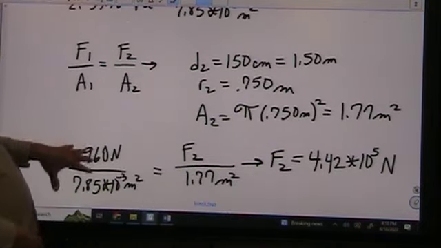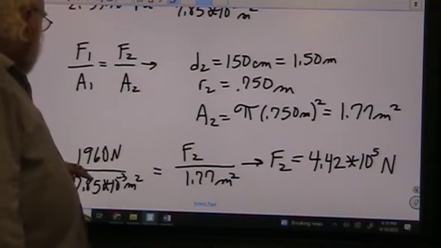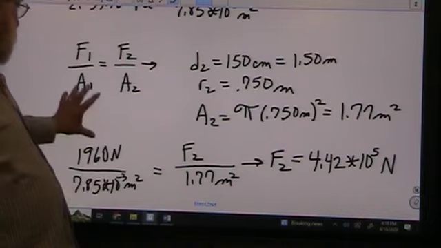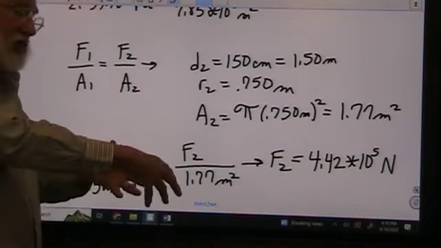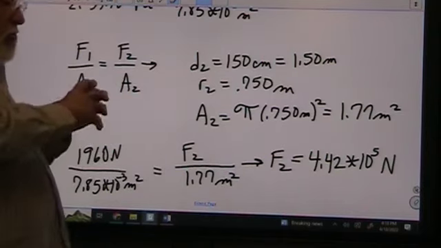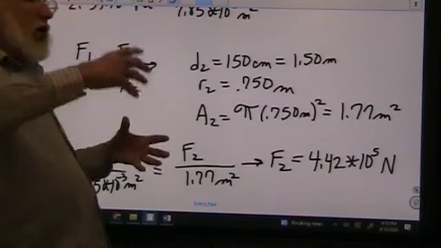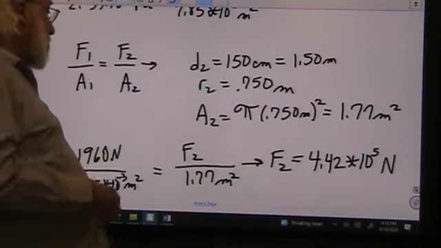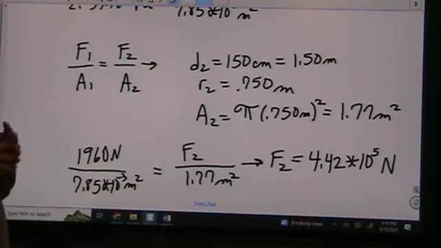Now we plug that into our proportion, get 1960 over 7.85 times 10 to the negative third was our first proportion. That pressure is going to be equal to the other side, so this is why these two sides are very important. When you change the size of the area, that's going to change the size of force. It's a direct relationship, and that turns out to be 4.42 times 10 to the 5th newtons.